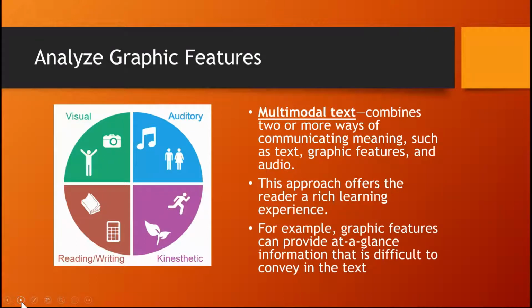This approach offers the reader a rich learning experience. You're relaying the information in multiple ways because, let's face it, we all learn in different ways, and so some people are visual. They need to see the pictures. Some people would rather just read. Some people need to listen to things. And then kinesthetic means movement, but that's not necessarily in a multimodal text. But maybe in a kid's magazine where it has you fold the pages and flip things back and forth so you see a picture or whatever. For example, graphic features can provide at-a-glance information that is difficult to convey in the text.